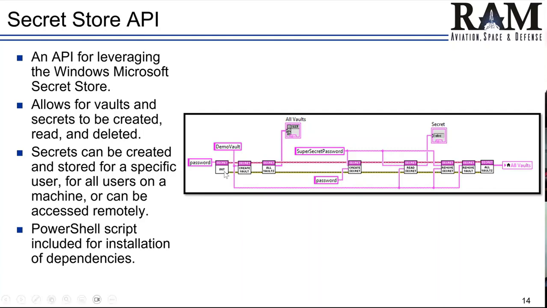Here's a simple example where I'm creating a vault, returning a list of all the vaults, creating a secret in there that's named super secret password, and the actual value of that super secret password is password. Here I can read that secret by name. So I can say, hey, I want to read super secret password in vault demo vault, and it returns this value of password. And then I can go delete them. So the goal is just to make secret management a little easier.